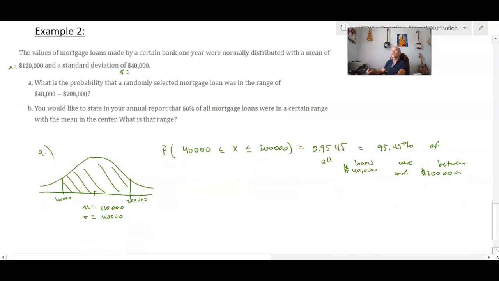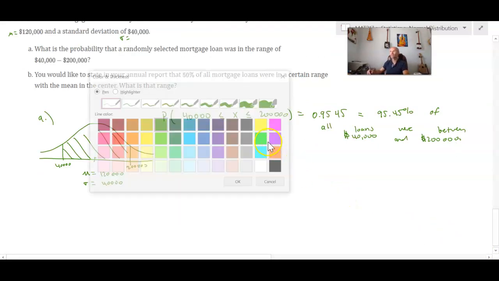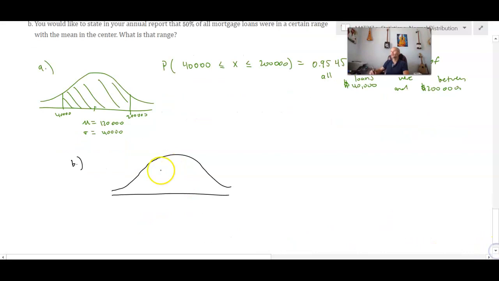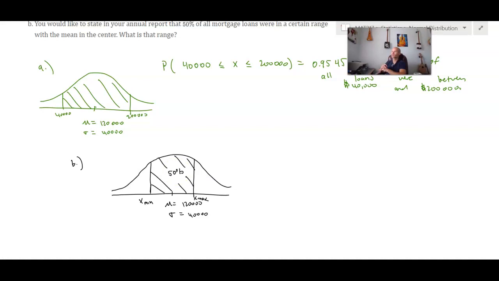Now, in letter B, you would like to state in your annual report that 50% of all mortgage loans were in a certain range with the mean in the center. What is that range? Okay, so we want to describe effectively the middle 50%. So here once again is that distribution, and we have our mu equals 120,000, sigma equals 40,000. And what we know is that we want to locate the middle 50% such that the mean is right in the center. I want this area to be 50% of the overall area. So what I'm looking for here is an x min and an x max such that 50% is contained in between those two values.